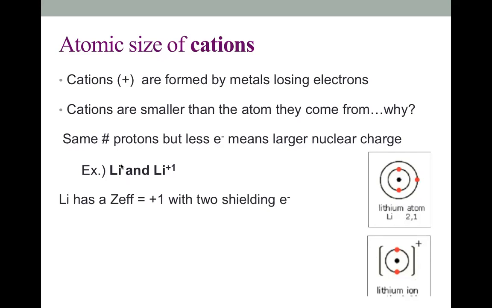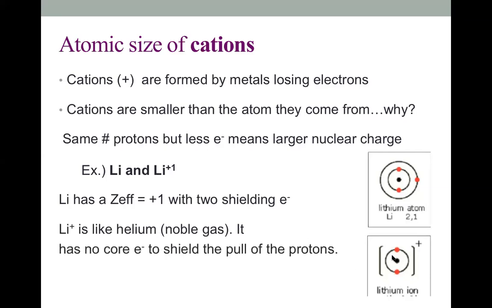If we were to find the ZF of these, lithium, 3 total protons minus the 2 core gives it +1. But Li plus here doesn't have any core electrons anymore. Once it lost this 1 valence electron, now it only has 1 shell, and it has nothing protecting those 2 valence electrons from the nucleus. And so its overall ZF is 3 protons, no core, it feels a +3 charge. So this is going to be substantially smaller as an ion than as a neutral atom.